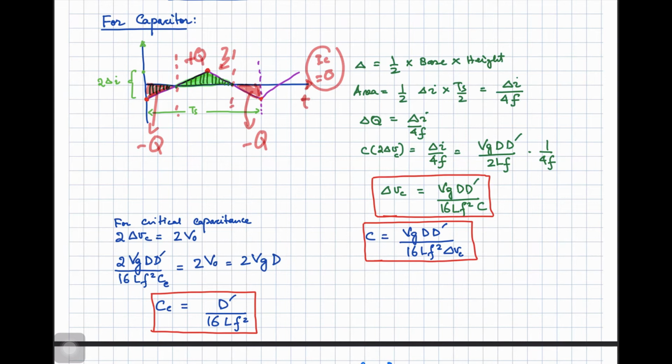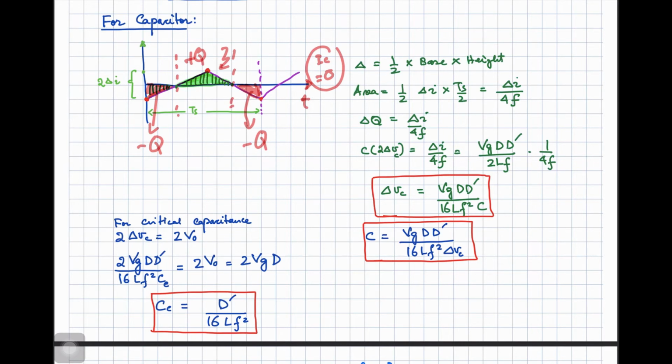Now the area of this triangle can be calculated as half base into height. What is the base? This base is equal to Ts by 2 and the height is equal to delta I. Ts can be written in terms of F as 1 by F, and this area is equal to the change in the charge in your capacitor, the charge that is pumped into the capacitor. So delta Q is equal to delta I by 4F. The same charge will be taken out.